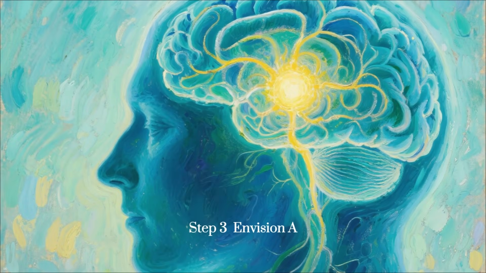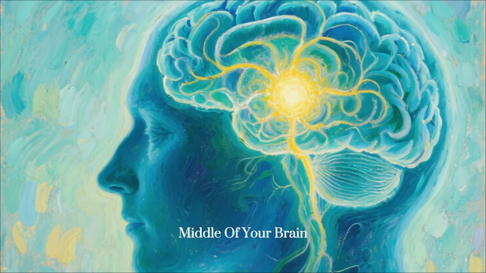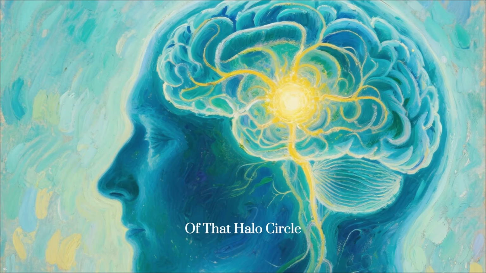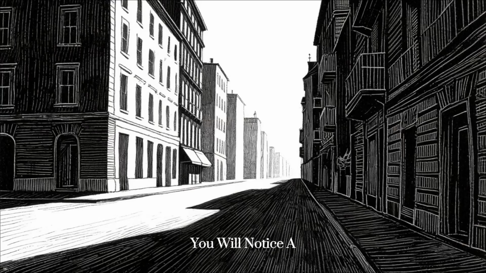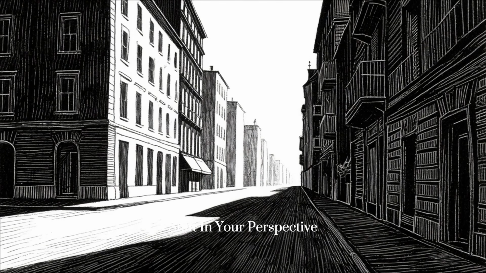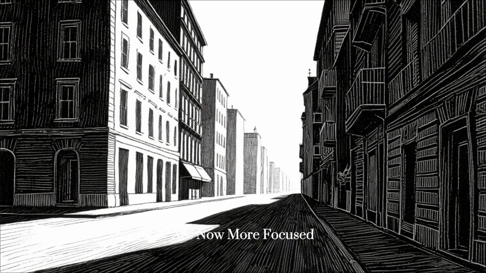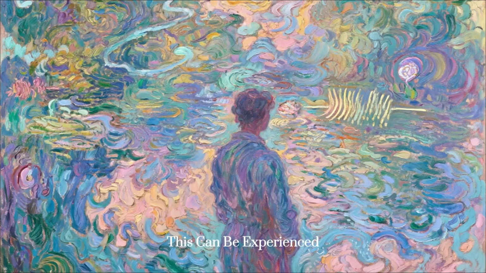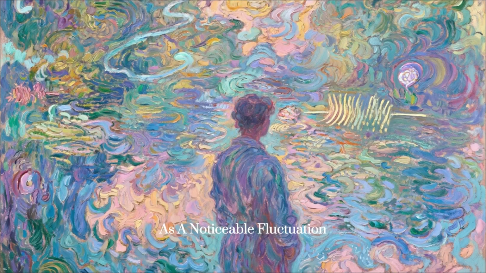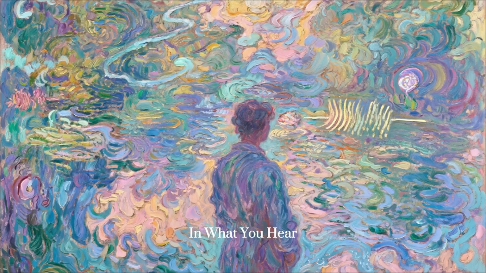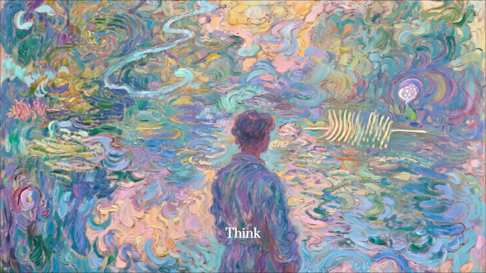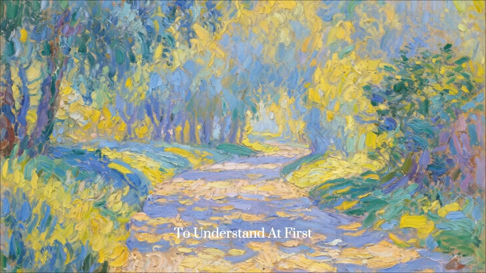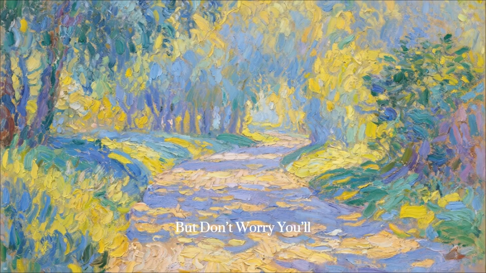Step 3. Envision a focal point in the middle of your brain, right at the center of that halo circle. It should be a dot, like a period. When you set this focal point, you will notice a shift in your perspective, almost as if you are now more focused. This can be experienced as a noticeable fluctuation in what you hear, see, smell, feel, or think. It may be difficult to understand at first, but don't worry, you'll get it.